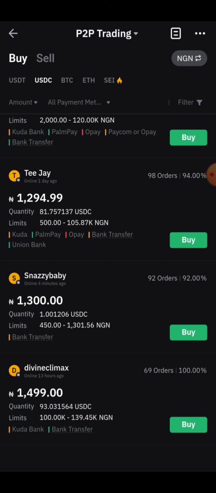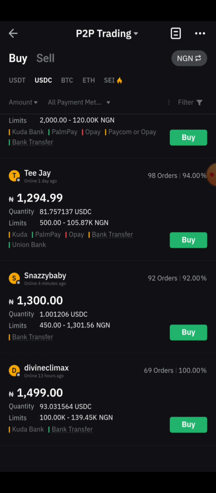Now, the catch here is for us to create an advert right here and become a merchant. To become a merchant here on Bybit is very easy. You can become a merchant when you meet the requirements. So you also want to make sure you have done your KYC verification and every other thing before even starting to make any transaction whatsoever.